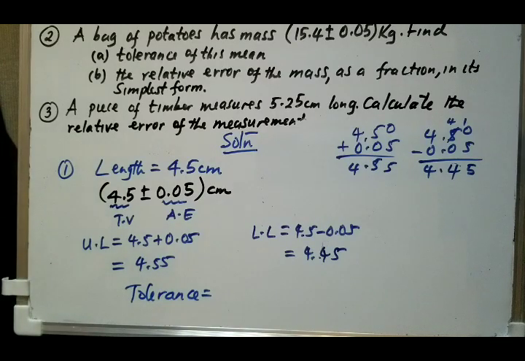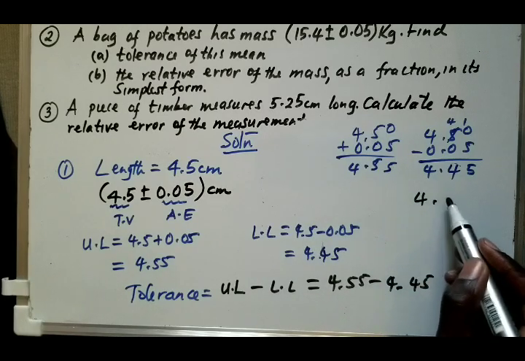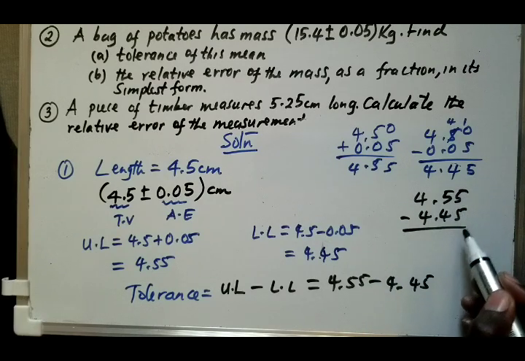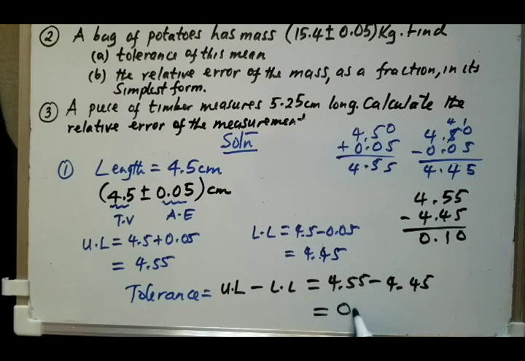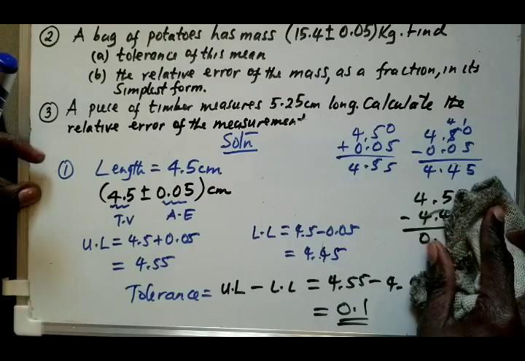Now, like I told you, the other way of calculating the tolerance is that tolerance is equal to what we called the upper limit minus the lower limit. So when you get this one, 4.55 minus 4.45, you are just subtracting the two. 5 minus 5 is a 0. 5 minus 4 is a 1. 4 minus 4 is a 0. You can see that you are still getting 0.1. So the first one that I showed you is the easiest, instead of finding the upper and the lower limit.